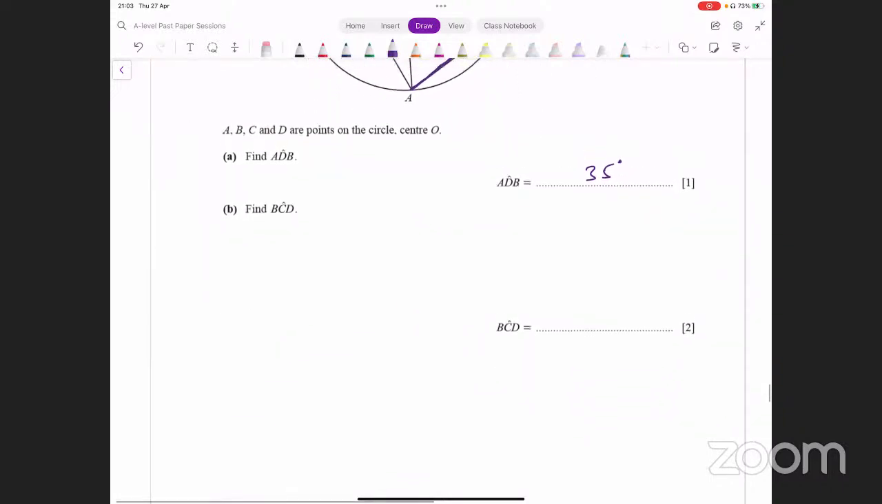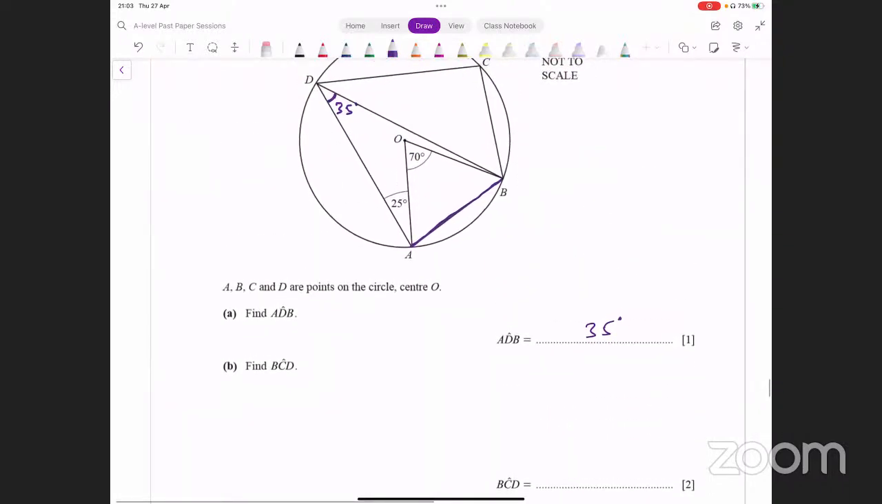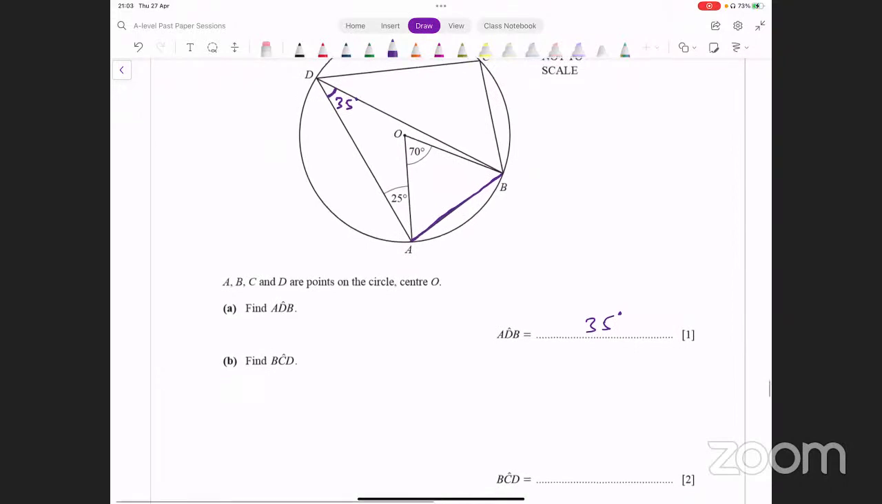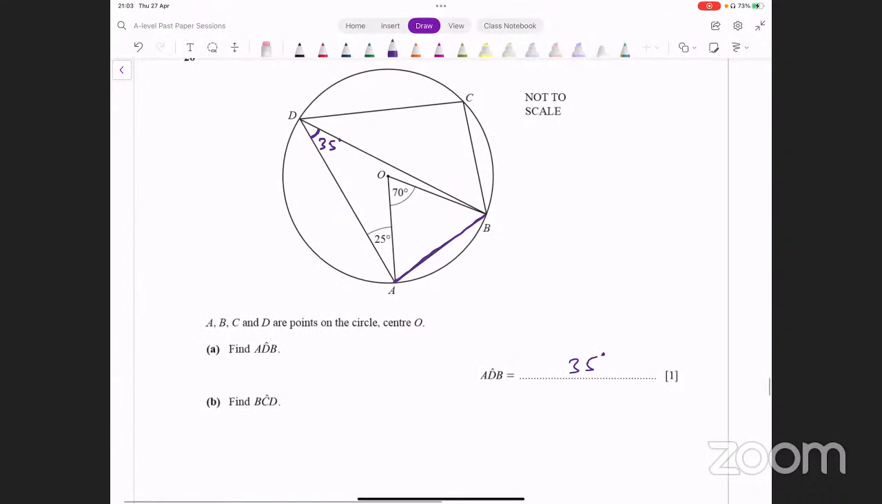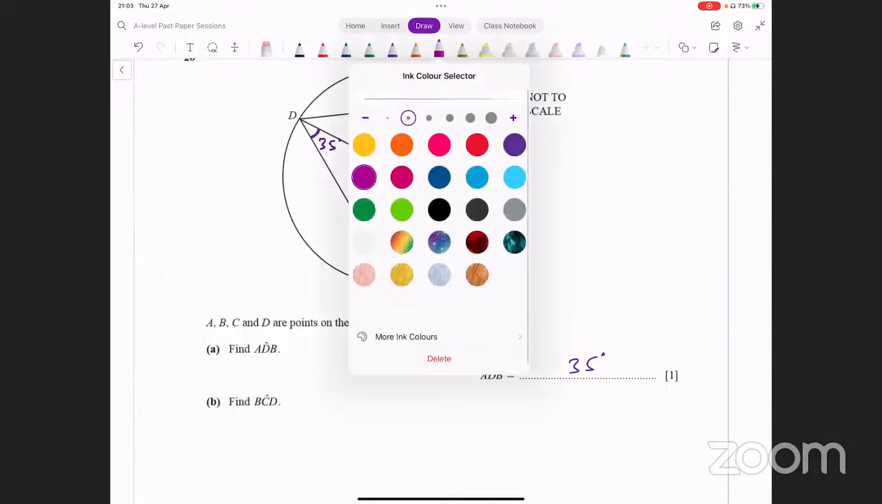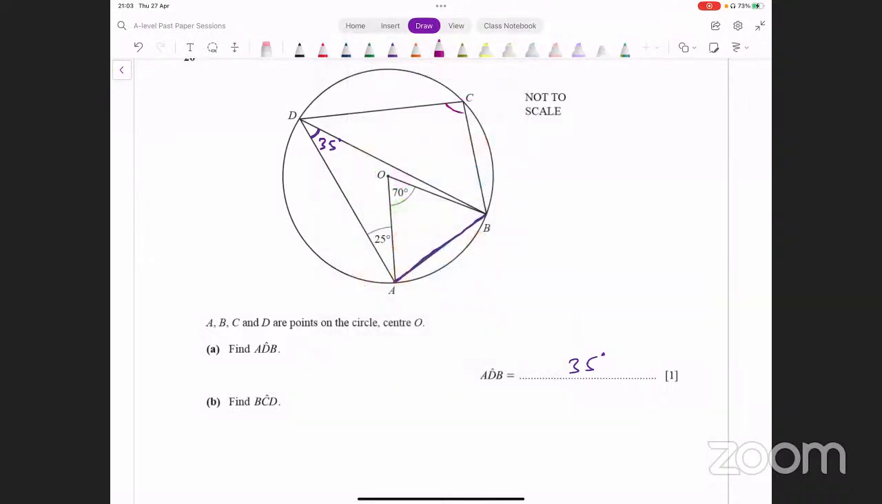Okay, but what are we using here? We're using the property that the angle at the center is 2 times the angle at the circumference. Now it says find BCD. That means we're looking for this angle now. We need this angle. How do you figure this out?